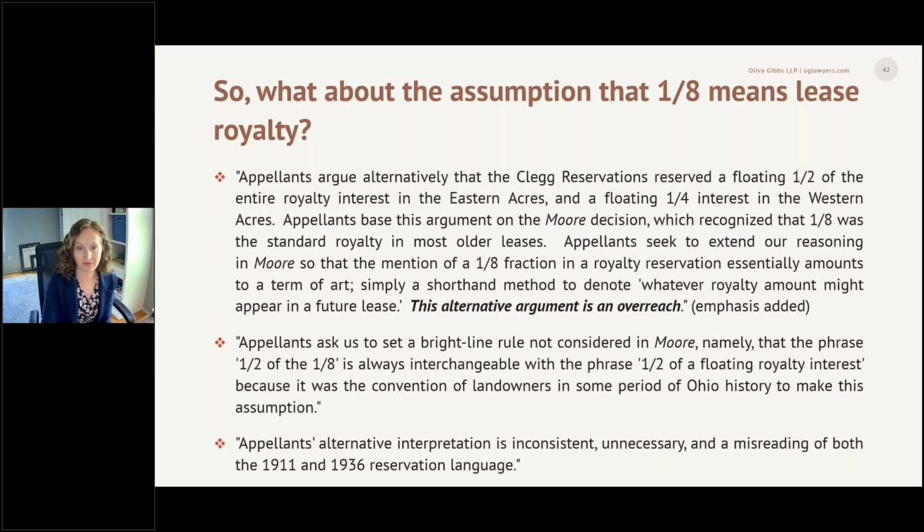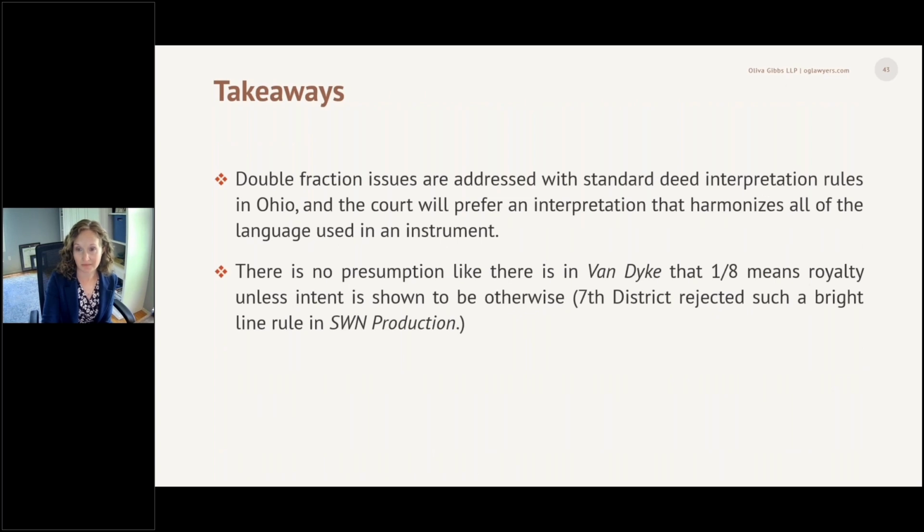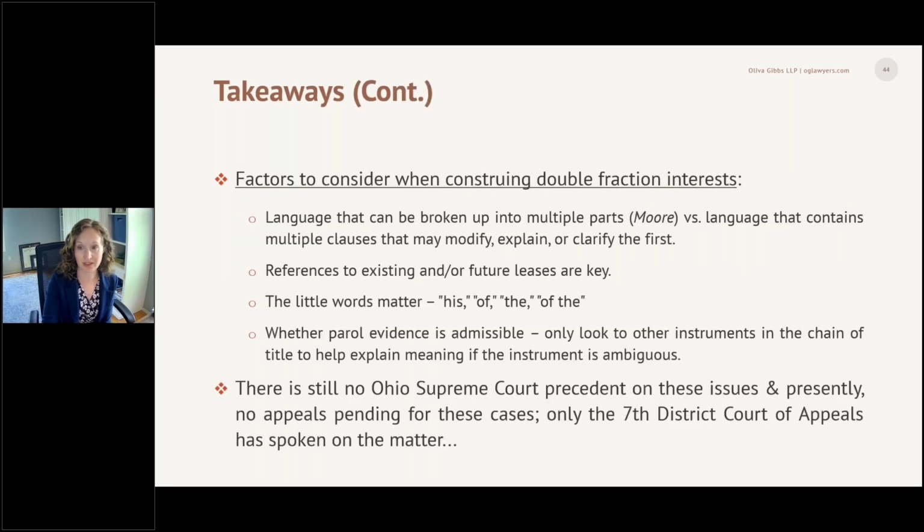As a takeaway from the whole, all of these 7th District cases that we saw at the end of last year, we can take away that double fraction issues are addressed with standard deed interpretation rules. We have no hard and fast rules, no presumptions or theories to aid in interpretation, but there are a number of factors that we can look to when we're construing double fraction interest.